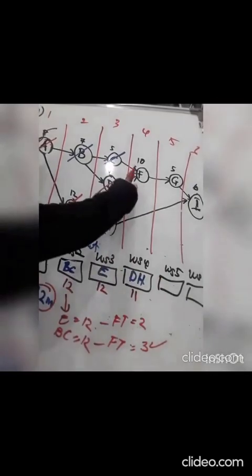We go to workstation number 5. We have F and also G. Okay, so F should be given priority, so F must be assigned in workstation number 5. Okay, time for F is 10. So F is done.